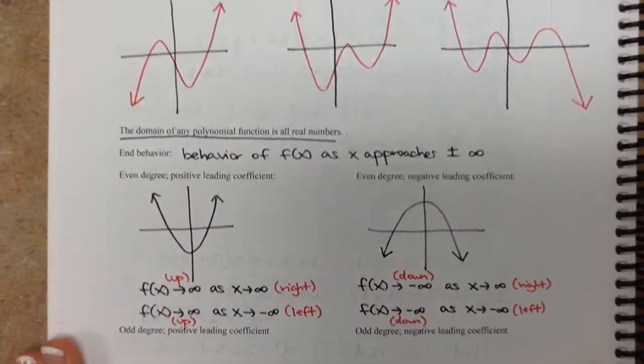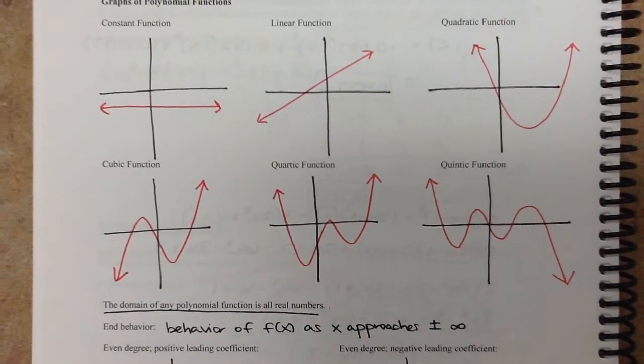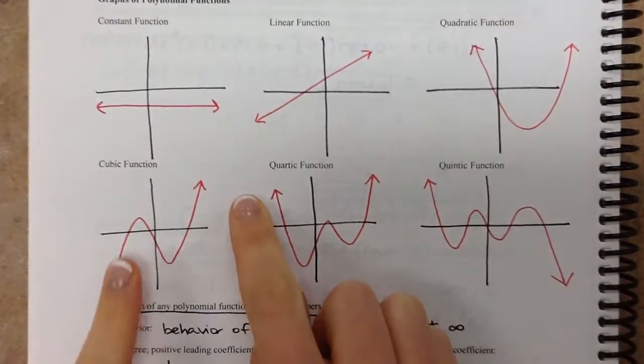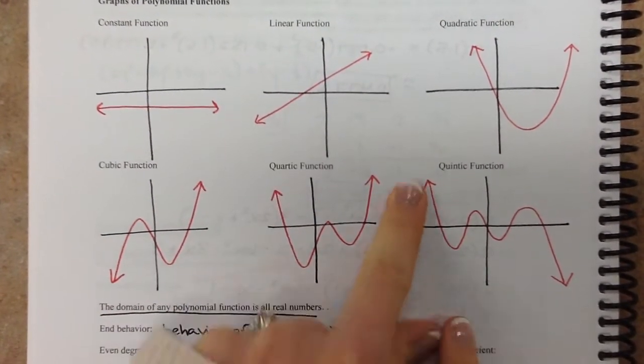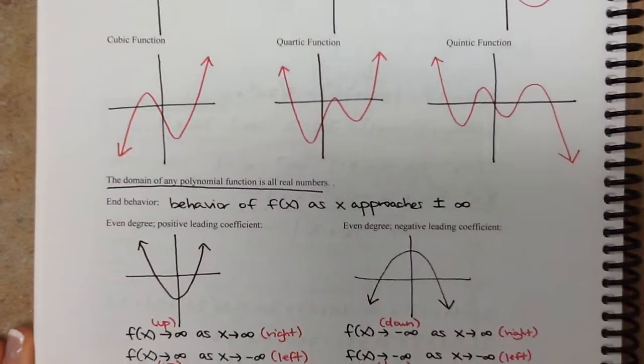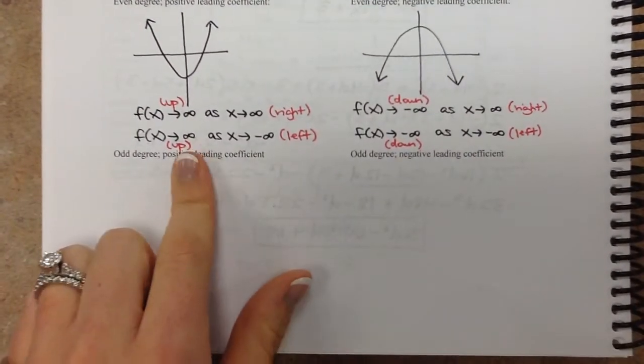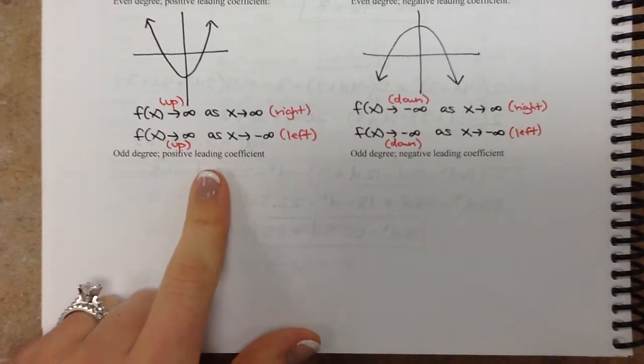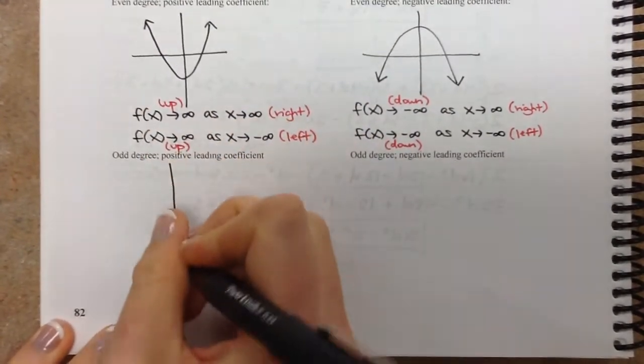Let's look at the odds. The odds, notice they do the opposite thing. This side goes up, this side goes down. This side goes down, this side goes up. So we have one of each, and again, it depends on whether you have a positive or negative leading coefficient. We'll start with this one, because this one's right side up.